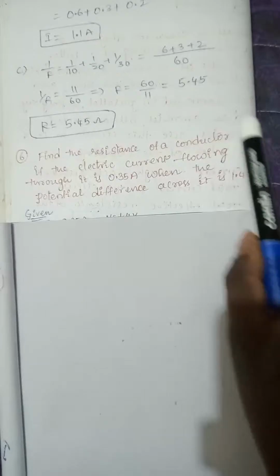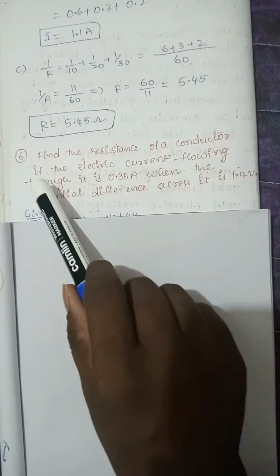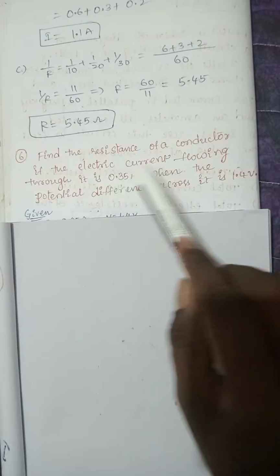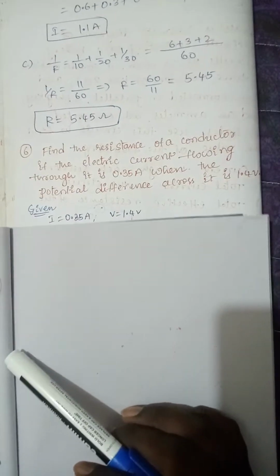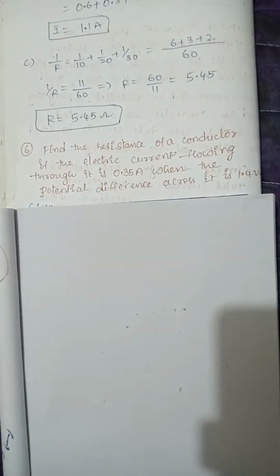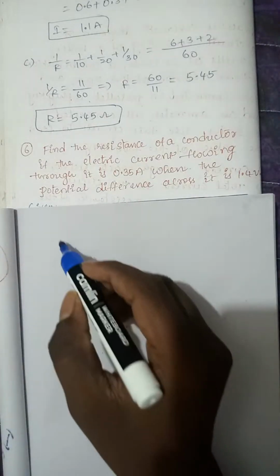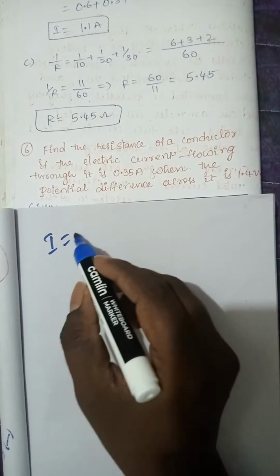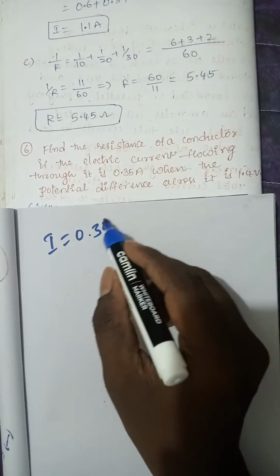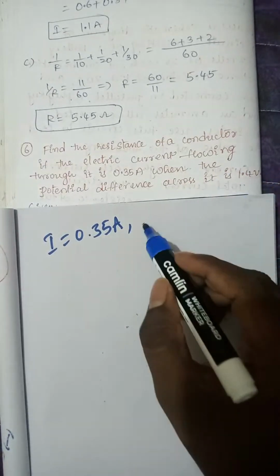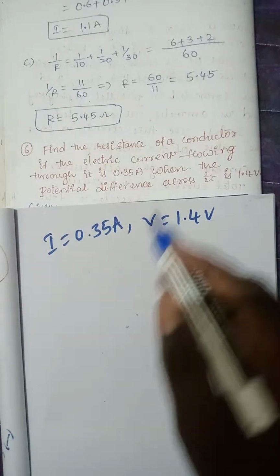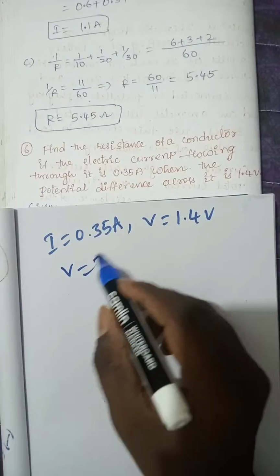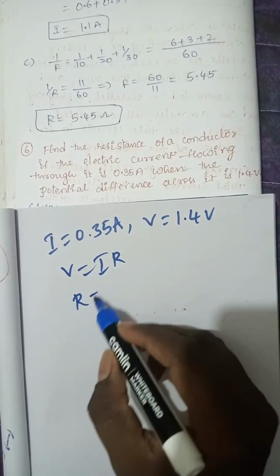Here, find the resistance of the conductor if the electric current flowing through it is 0.35 ampere when the potential difference across it is 1.4 V. So what are they asking us to find? Resistance. We can use the formula V equals IR. Current is given as 0.35 ampere, and potential difference is 1.4 V. So now we can find the resistance. V equals IR, so R equals V by I.